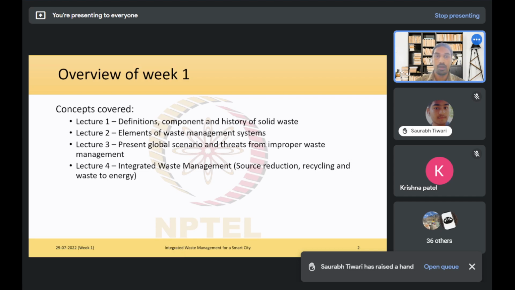It had four components or four blocks of strategies of managing the waste. So we looked at source reduction, recycling, and waste to energy in lecture 4, and then landfilling was introduced to us in lecture 5. With this overview, what we will do is look at the questions that are based on these topics that are covered in week one.